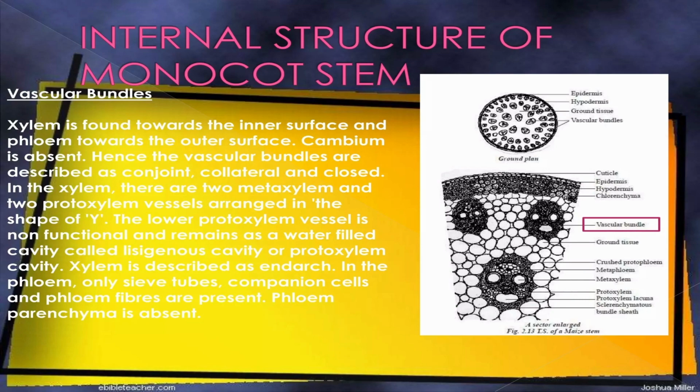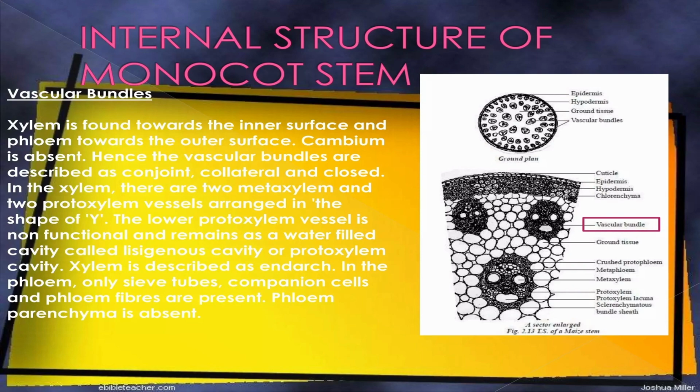The xylem is always towards the inner surface and the phloem towards the outer surface of the stem. The main character is that cambium is absent in the vascular bundles. The vascular bundles are more in number towards the periphery and fewer in number towards the center. Each vascular bundle is surrounded by a rounded sclerenchymatous bundle sheath. The bundle sheath is a unique character of the monocot stem.